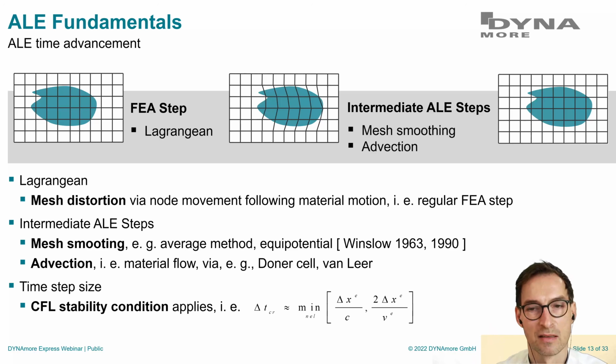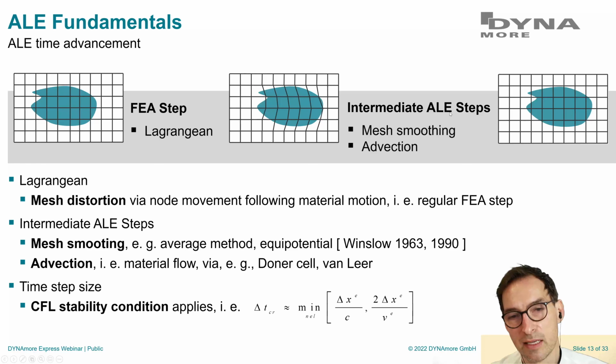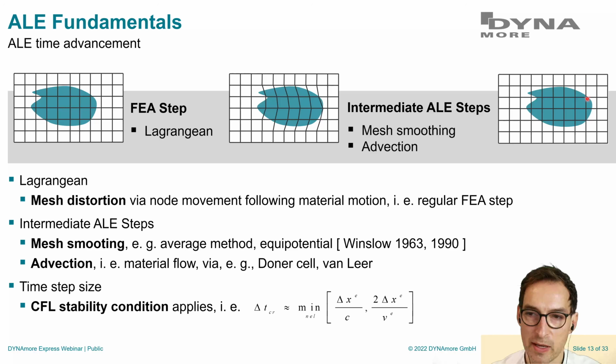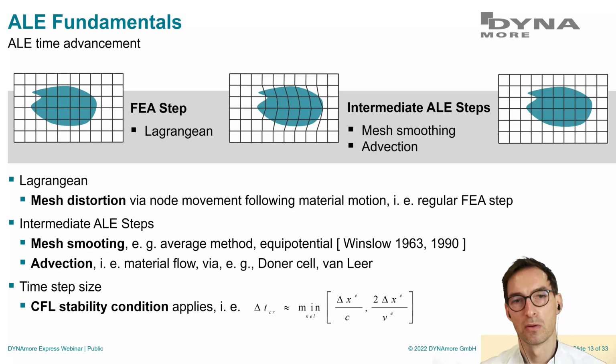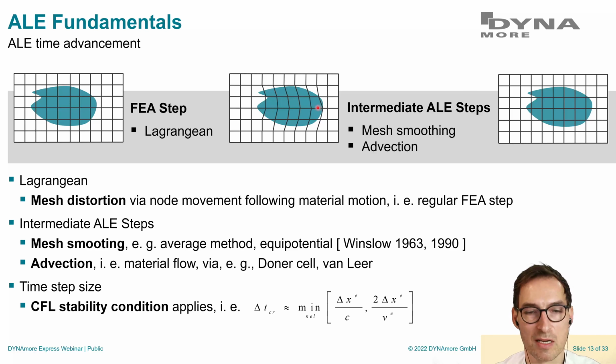This is the first step: a regular Lagrangian step, as it's done in the finite element method. The second step is the so-called intermediate ALE steps. First of all, we do a mesh smoothing, which means we correct the mesh distortion. We pull the nodes back either to the initial position or, to some extent, following some smoothing strategy. Then we have the so-called advection, which deals with the material flow. If I correct these nodes here, I'm changing the mesh, but that means the material has to flow from one element to the other in such a way that the Lagrangian structure maintains its original shape. This is the advection step.